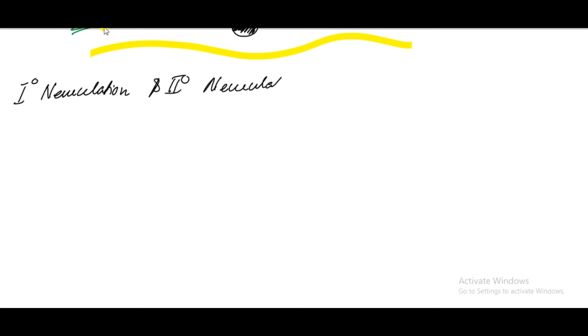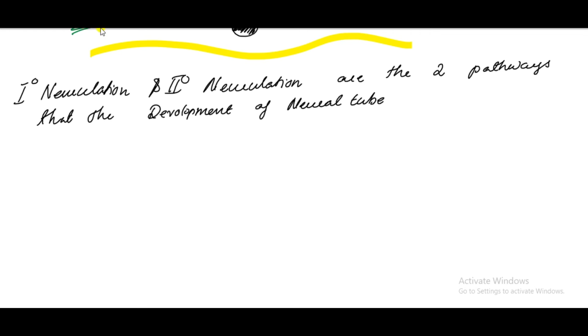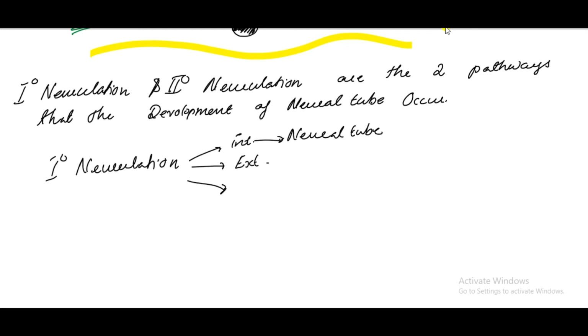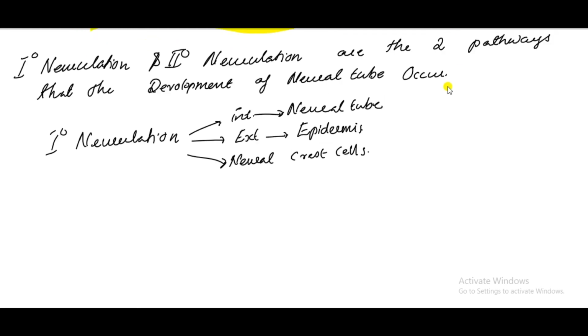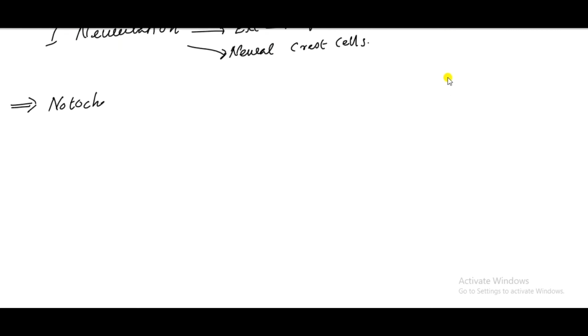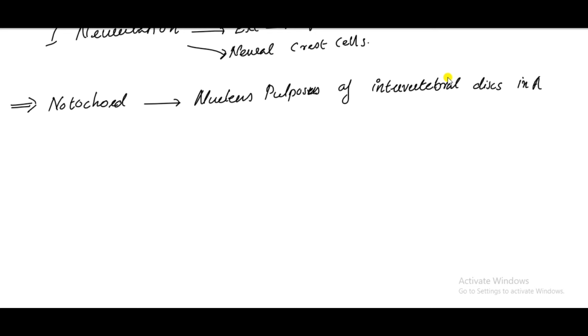Primary neurulation and secondary neurulation are the two pathways where the development of the neural tube will occur. Primary neurulation gives the internal neural tube, external epidermis, and neural crest. The notochord forms the nucleus pulposus of the intervertebral disc in adults.